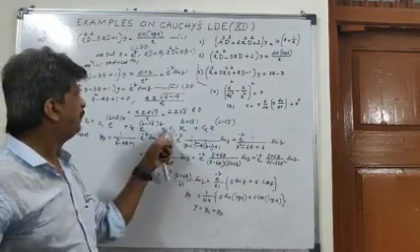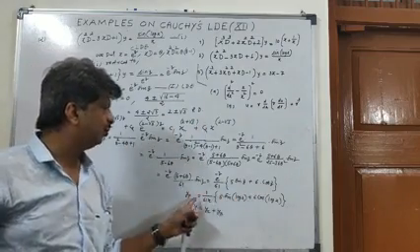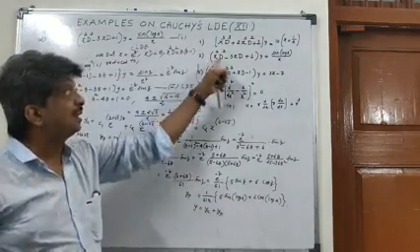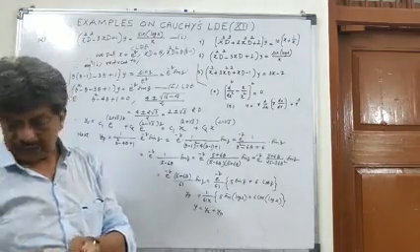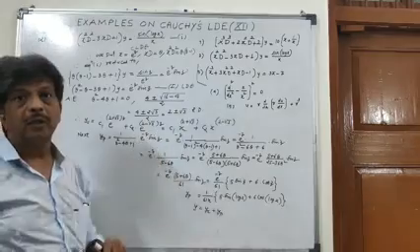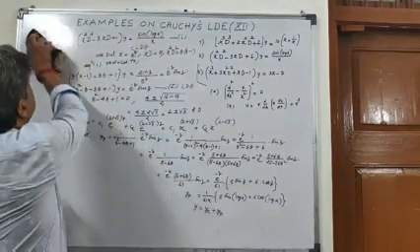This was the yc, plus added this value. We get the general solution of this second Cauchy's linear differential equation. Now let us solve the third equation.